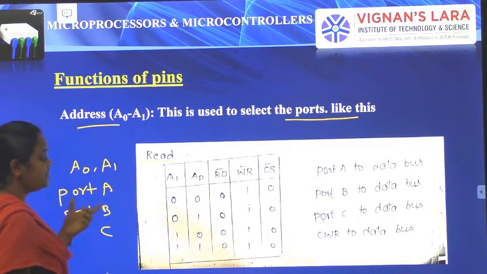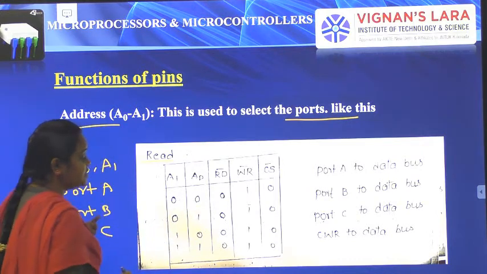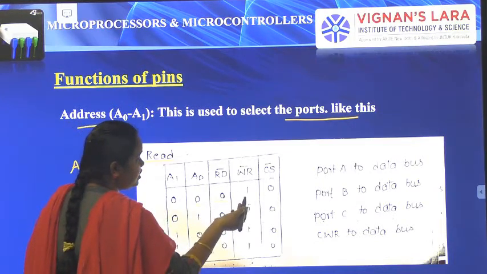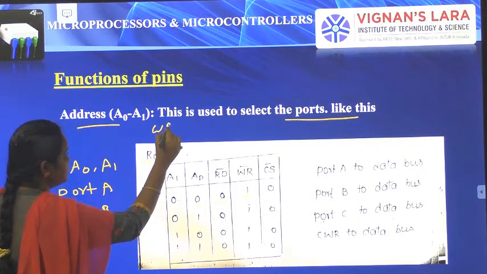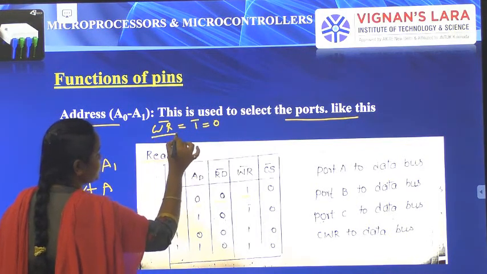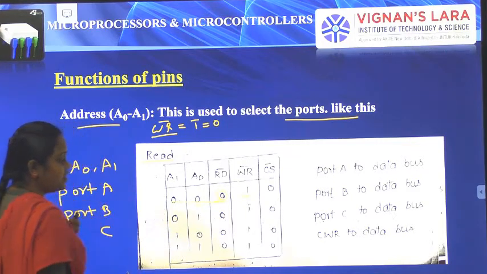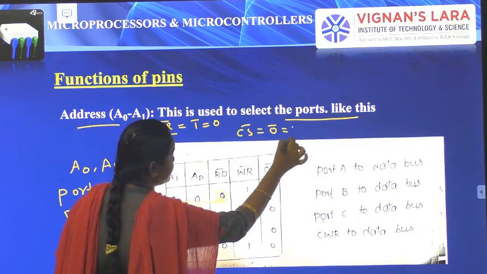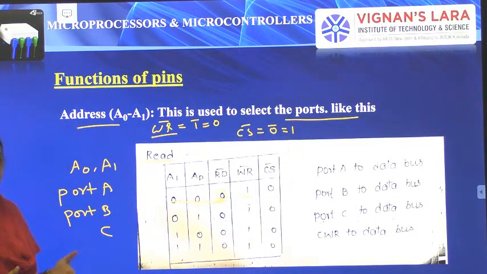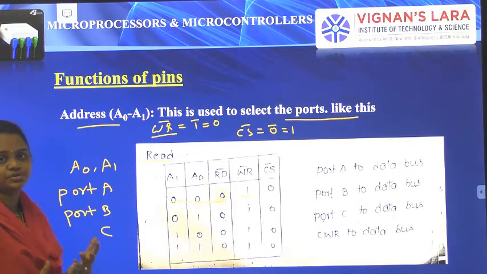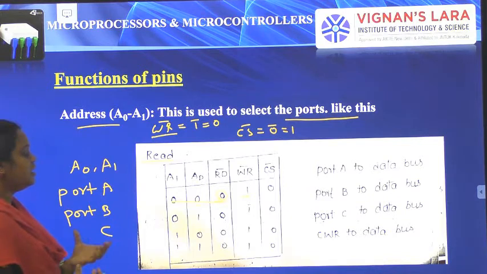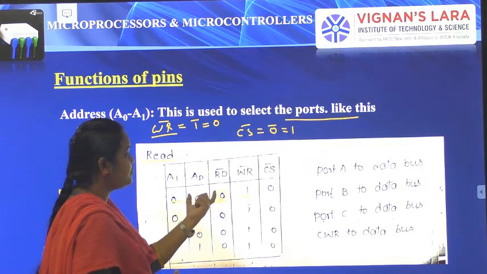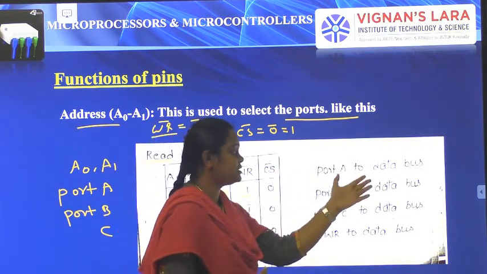Coming to the read operation, whenever A1, A0 are 0, 0, both are 0, RD bar is 0, that means read is active, and WR bar equals 1, so write is not active. Only the read operation is going on with logic 0, 0. CS bar equals 0 means the chip is selected, so the 8255 is in operation mode. Whenever both are zeros, it is port A to data bus.